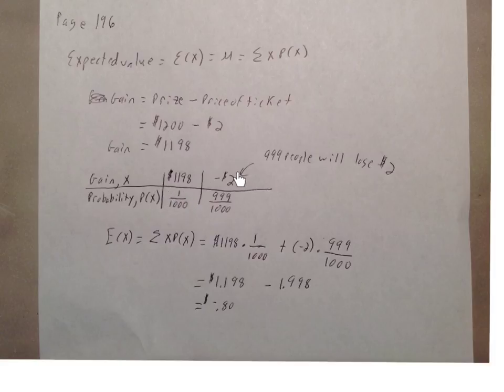Then, one person wins, that means 999 out of 1,000 are going to lose, and their gain is actually going to be minus $2. That's how many people are going to lose. So the expected value will be the prize times the probability you'll win, which I worked out, plus the prize, which is negative, times the probability you'll lose, and it comes out that, on average, a person is losing 80 cents per ticket.